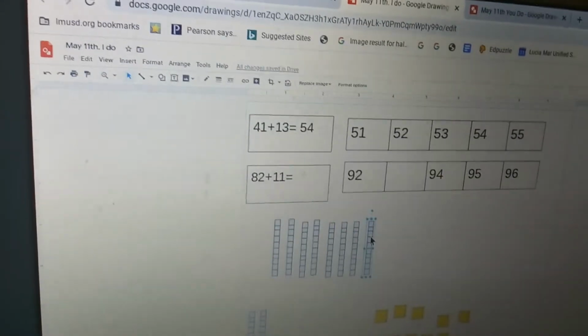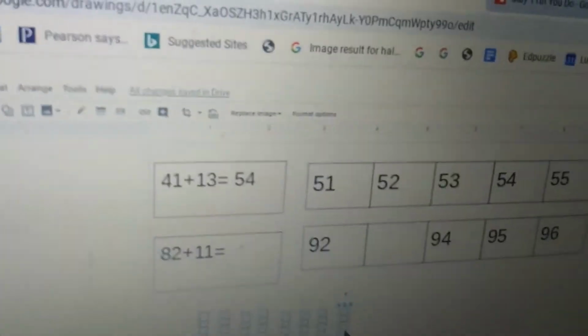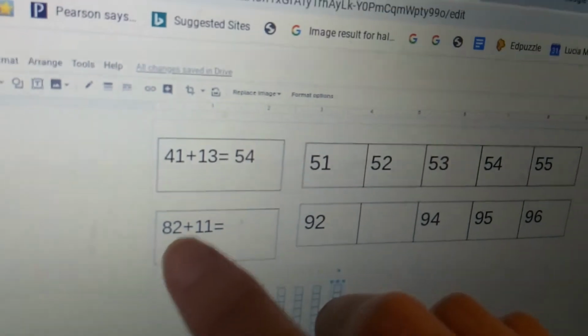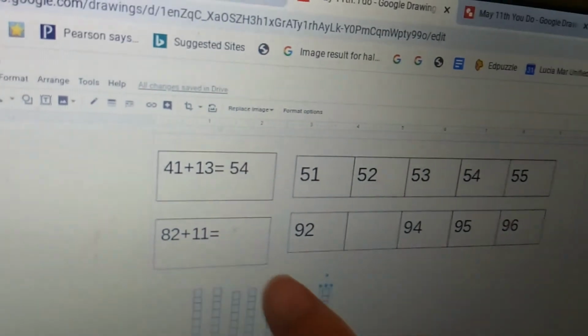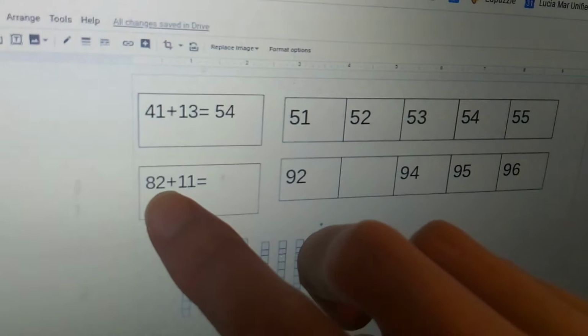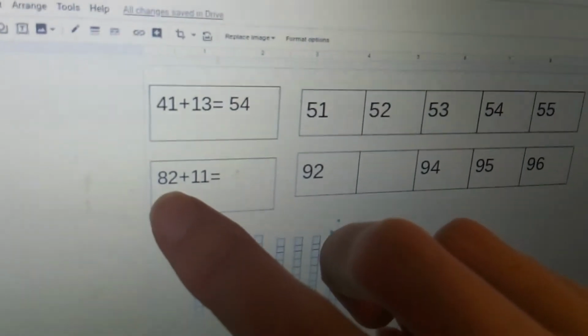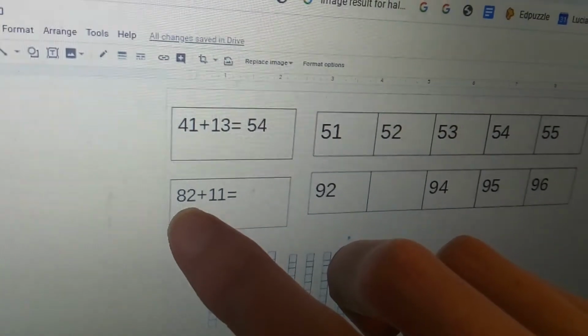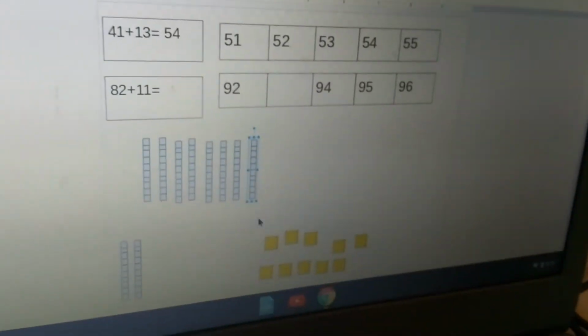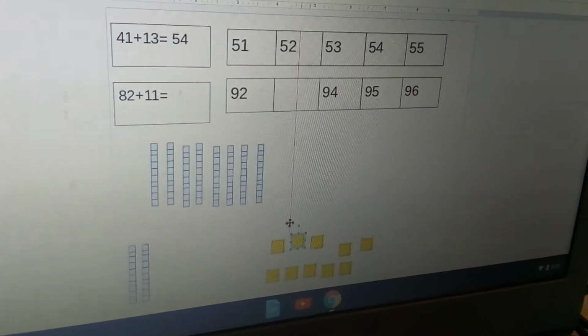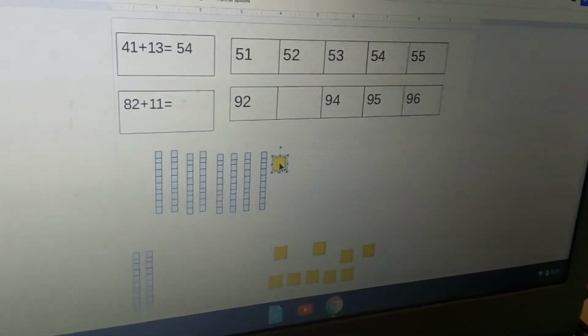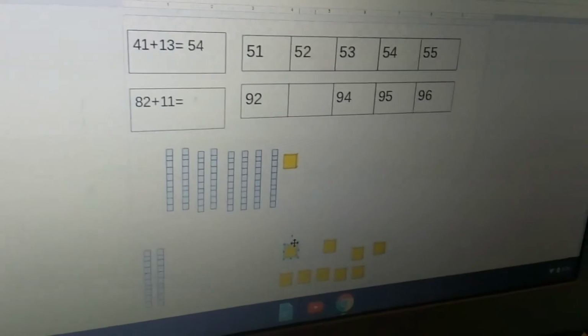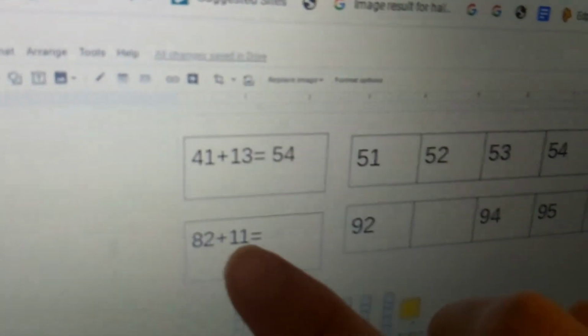Perfect. Now, on the side, tell me, how many ones units do I need to pull up to make 82? Type your answer in the side. That's right, 2. So let's take 2 of these units. 1, 2. So that's our first number. We have 82. Now, our second number is 11.